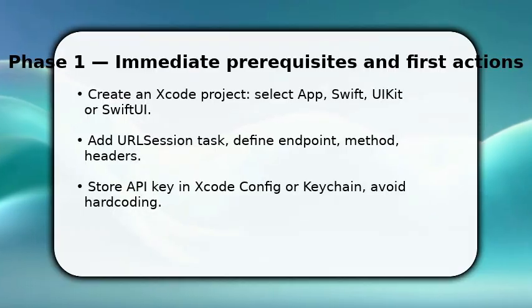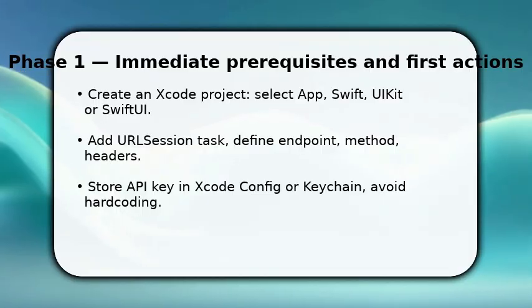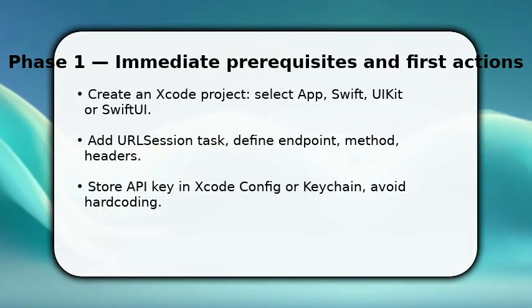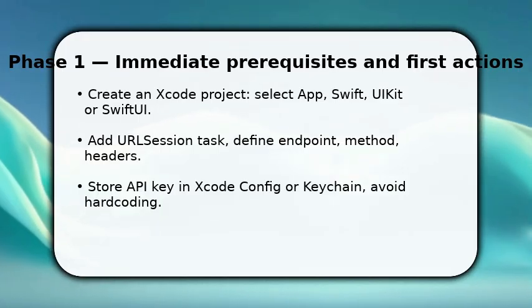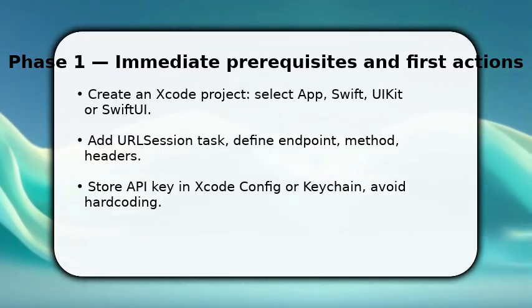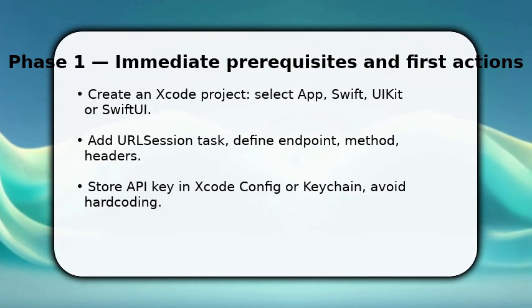Make sure to keep secrets out of source, use an xcconfig or the keychain so you do not commit API keys. You'll wire the request into your view model or controller next, so name functions clearly for testability and reuse. You now implement the core call.